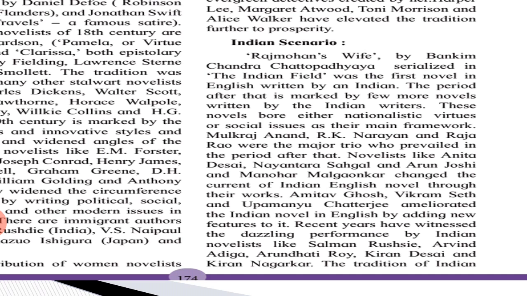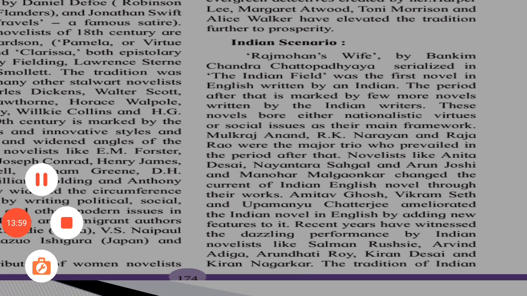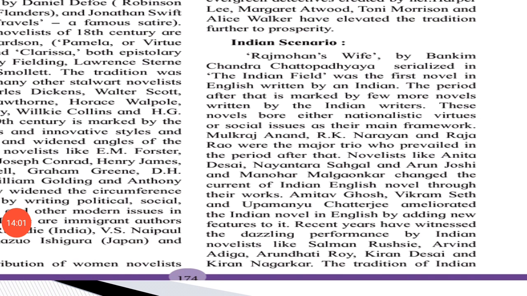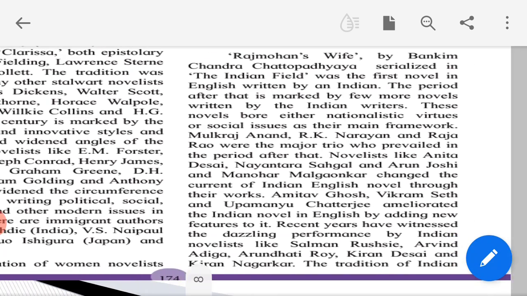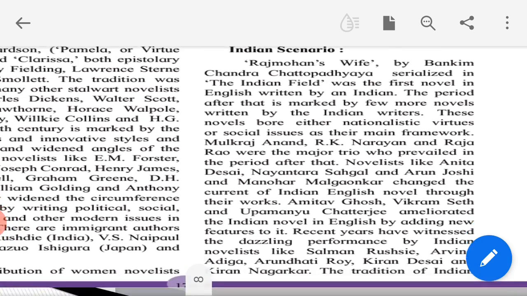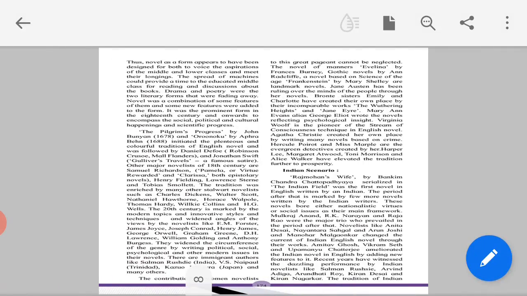Recent years have witnessed the dazzling performance by Indian novelists like Salman Rushdie, Aravind Adiga, Arundhati Roy, Kiran Desai, and Kiran Nagarkar. The tradition of the Indian novelist.